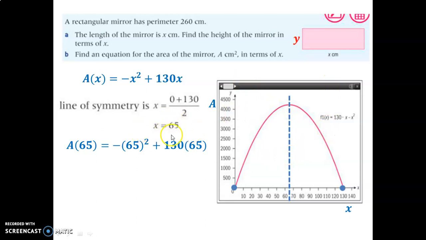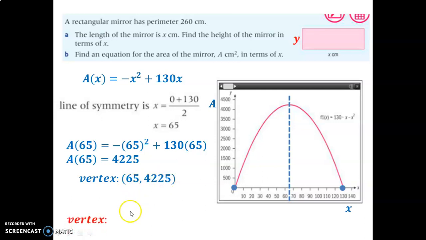So we take the x value and we substitute it into the function. See how the x here has been replaced by the 65 we found. Substitute it in, and that allows us to find the area when x is 65. That's what this means here: the area when x is 65. And that means the maximum area, because here's x 65, the length is 65, and here's that maximum area of 4,225. That point is called the vertex. And so our vertex is (65, 4,225).